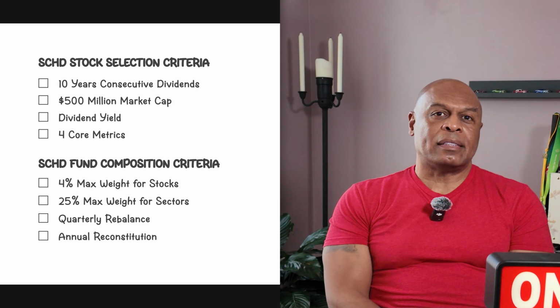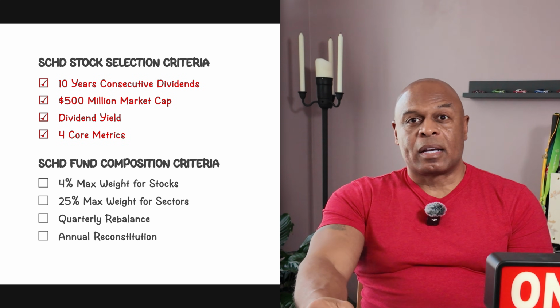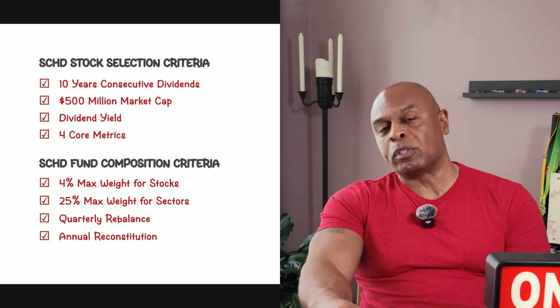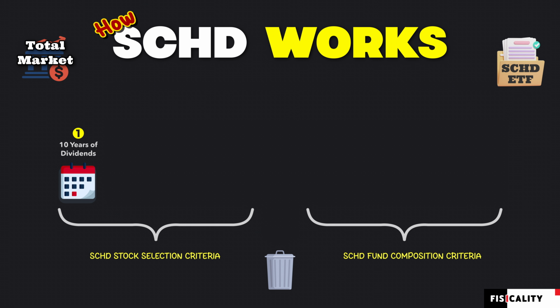I've broken it down into 8 steps, with the first 4 steps covering individual stock selection and the last 4 steps covering the fund distribution mechanics. The stock selection criteria are: number 1, a stock needs to have at least 10 years of consecutive dividend payments, and number 2, it also needs to have a minimum market cap of $500 million.